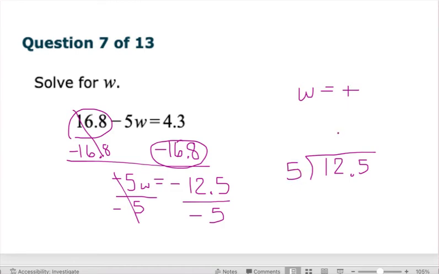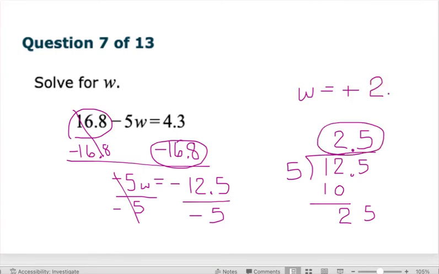5 into 12 goes 2 times. 2 times 5 is 10. Subtract. And we're going to bring down our 5. Remember, we don't have to bring down our decimal. We do need to put our decimal right there above it. 5 goes into 25 5 times. So the answer is 2.5. So w is positive 2.5. And I don't have to have the plus there. I can just say 2.5.